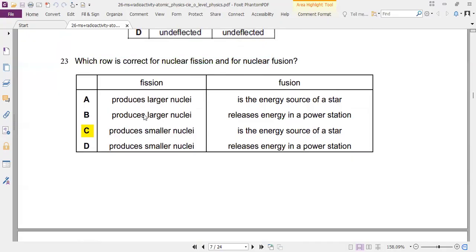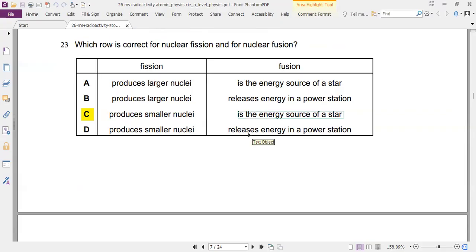So nuclear fission produces smaller nuclei, breaking the larger one, and fusion makes a larger nucleus, and this is the energy source of a star. But in both cases, what is common? Release of energy. Whether you break down a larger into smaller or you make a larger from two smaller nuclei, you get energy.